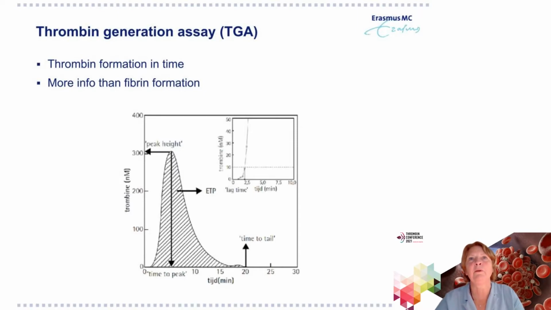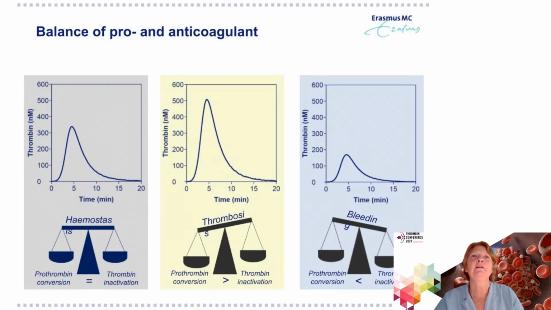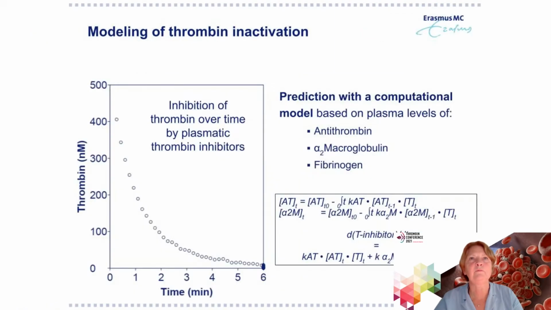So just as a very brief update, the thrombin generation curve, we've seen it several times. We follow the thrombin formation in time, and it provides more information than just looking at the fibrin formation. So that is also why we think it might be helpful. On the left you see a normal thrombin generation curve, and in the middle and the right panel, you can see what happens when the balance is disturbed more towards a coagulation or a bleeding situation.